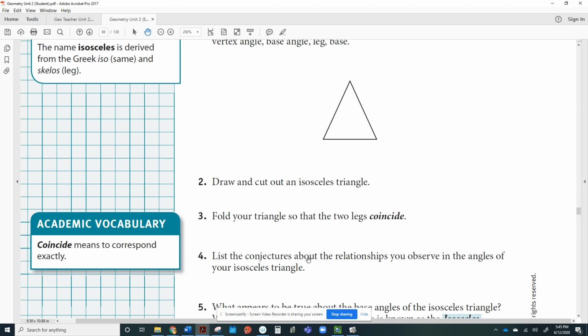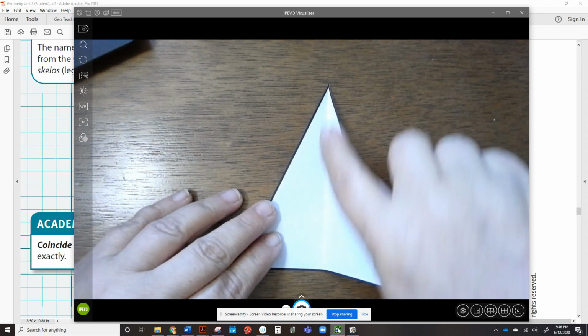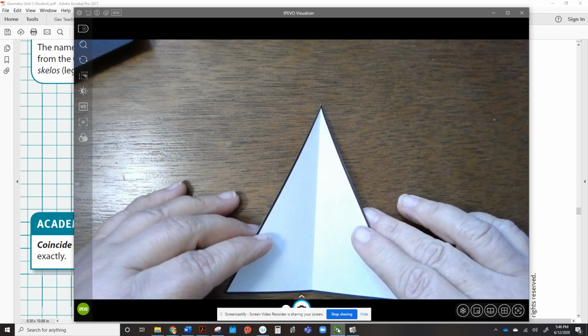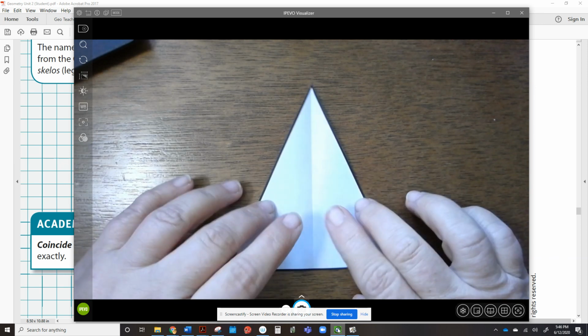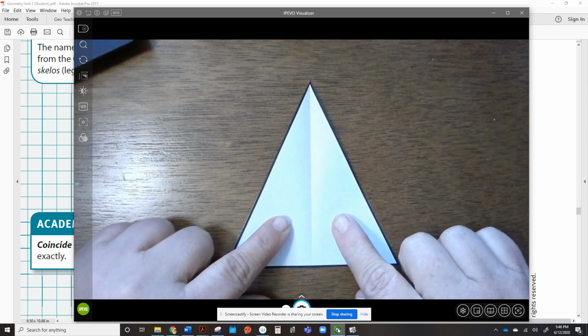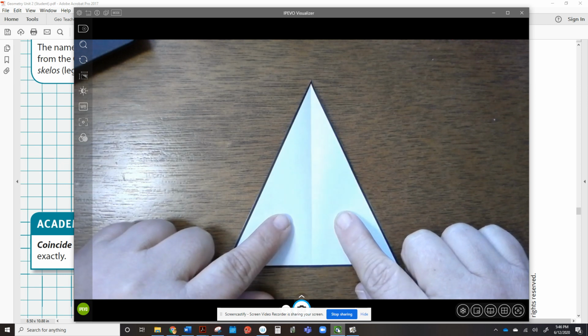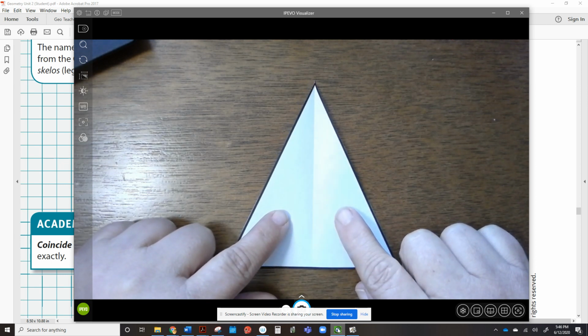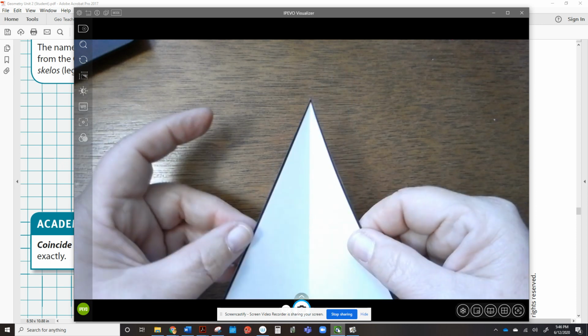List the conjectures about the relationships that you observe in the angles of your isosceles triangle. Okay, so first of all, if you remember when we did lines of symmetry, remember this line of symmetry right here, what it did was take this one object and created two objects. One that could be considered the pre-image and the other one that could be considered the image because they're the same size. And my camera just froze. There it is. It came up.